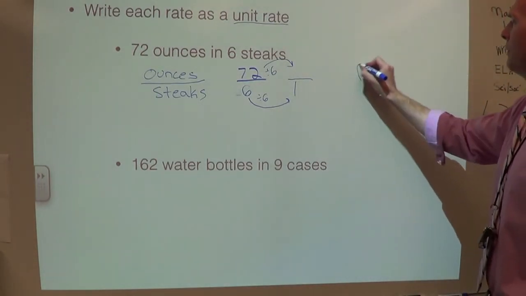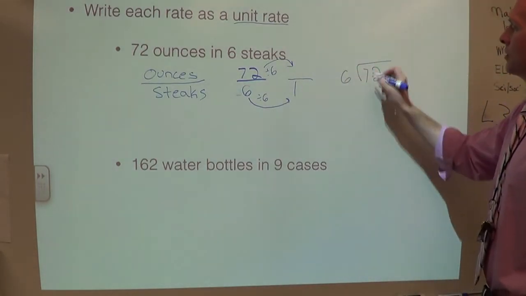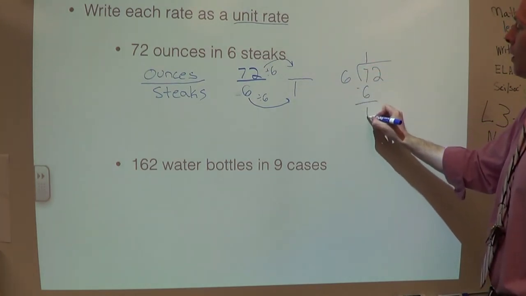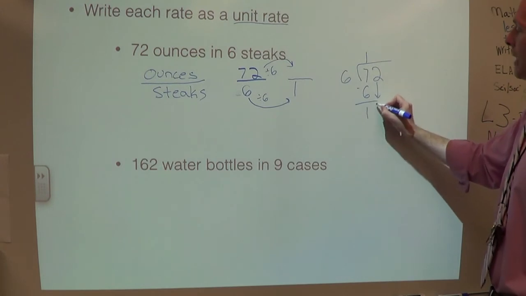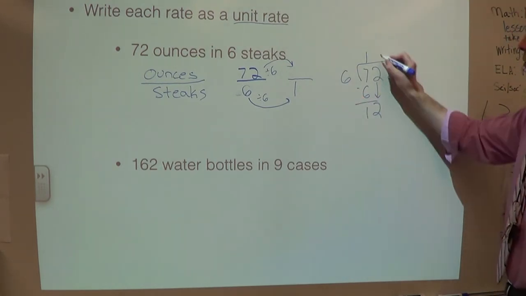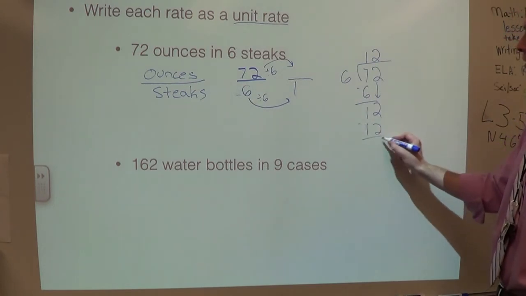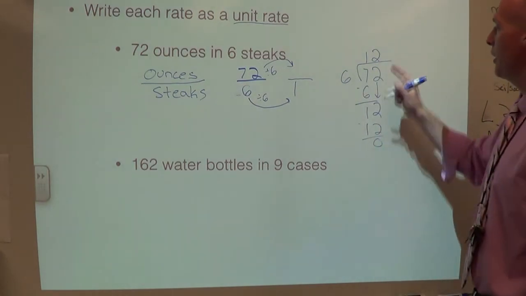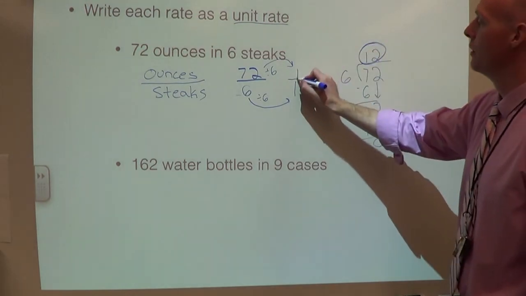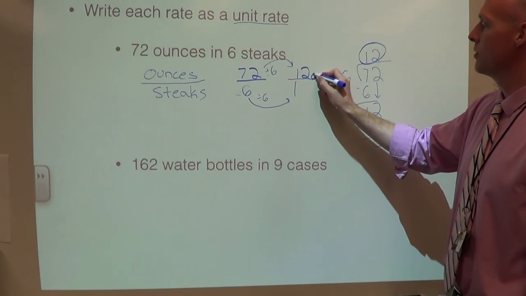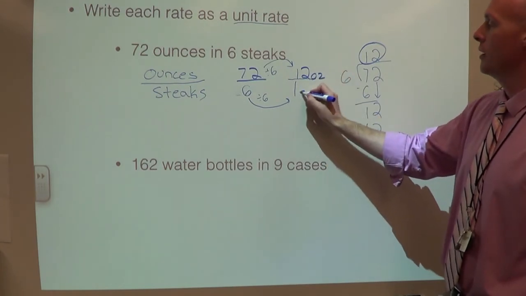72 divided by 6. 6 goes into 7 one time. 1 times 6 is 6. Subtract, we are at 1. Check, we're good. Bring down 2. 6 goes into 12 2 times. 2 times 6 is 12. This looks good. We are at 0. So therefore, my answer is 12. So writing it as a unit rate is 12 ounces to 1 steak.